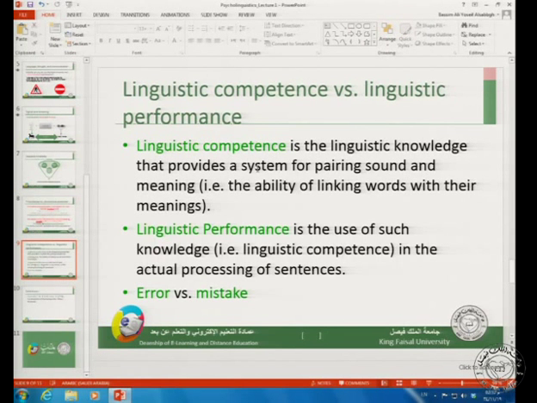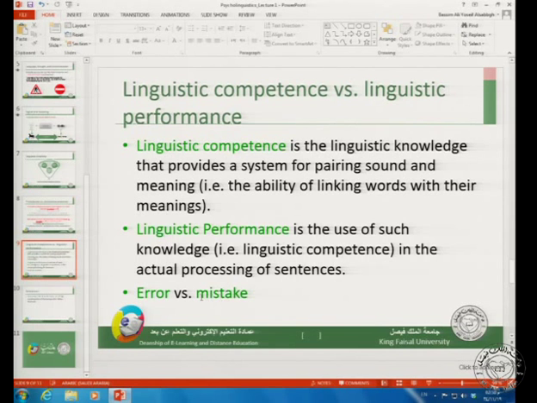But when it comes to performance, when it comes to the actual production, sometimes you produce it with a certain mistake. For example, "I were hungry." This is a mistake which is not resulting from lack of knowledge. You know that the correct form is "I was" rather than "I were." But as you speak, you made this mistake. So this is called a mistake.